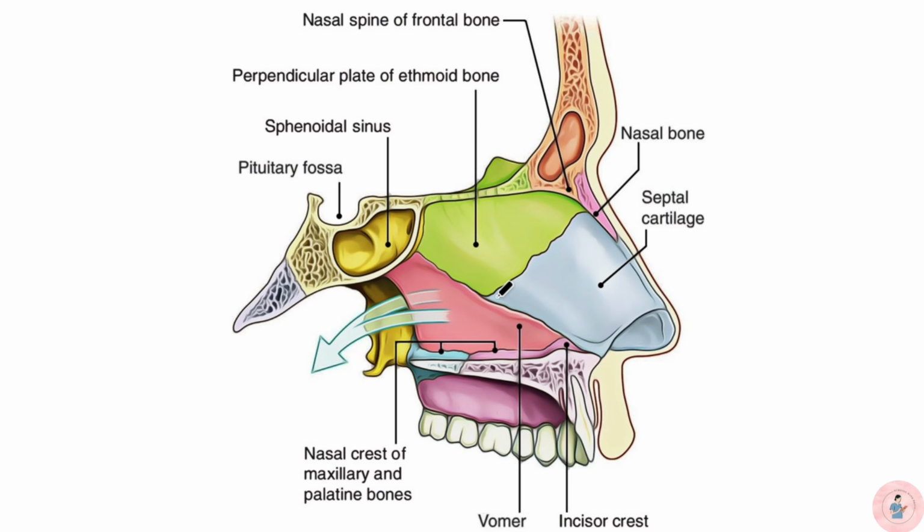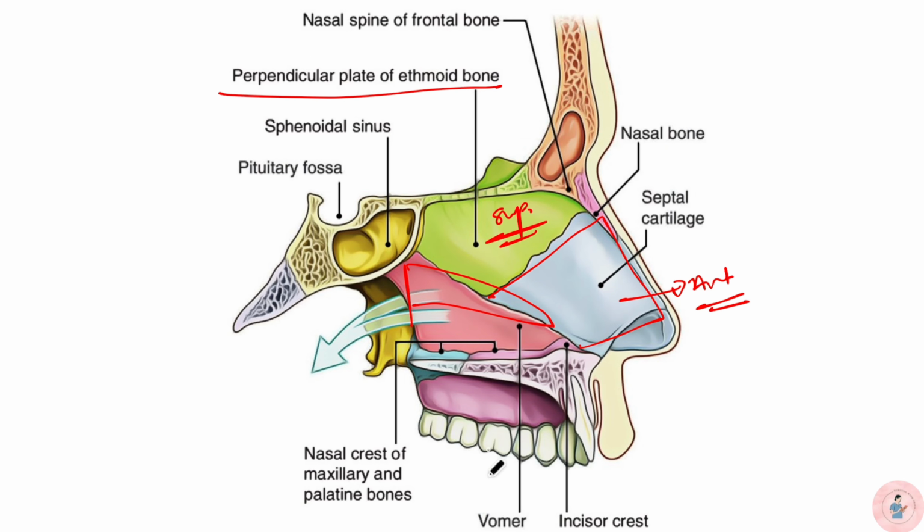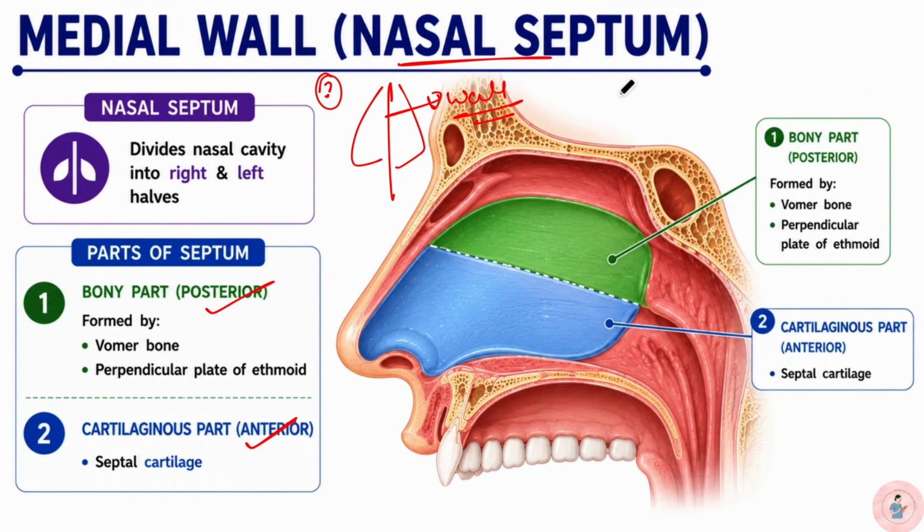Here you can see this anterior part is made up of the septal cartilage. Then the superior part is made up of the perpendicular plate of the ethmoid bone. Then the posterior part is made up of the vomer. Fine. So this is the structure of the nasal septum. The nasal septum's function is to divide the nasal cavity into two equal halves, right and left. Fine.